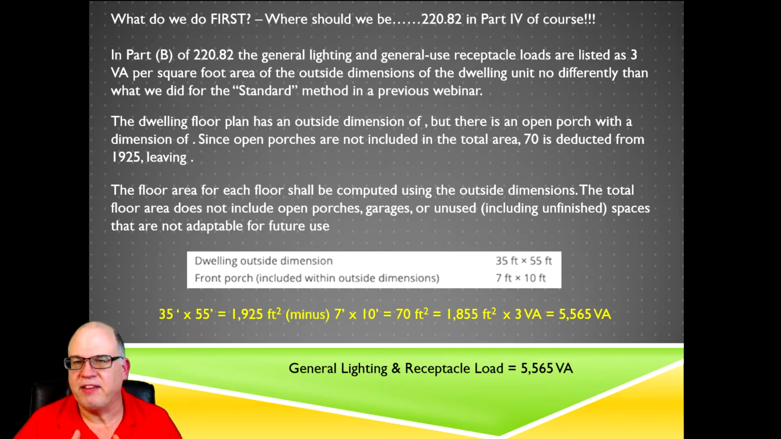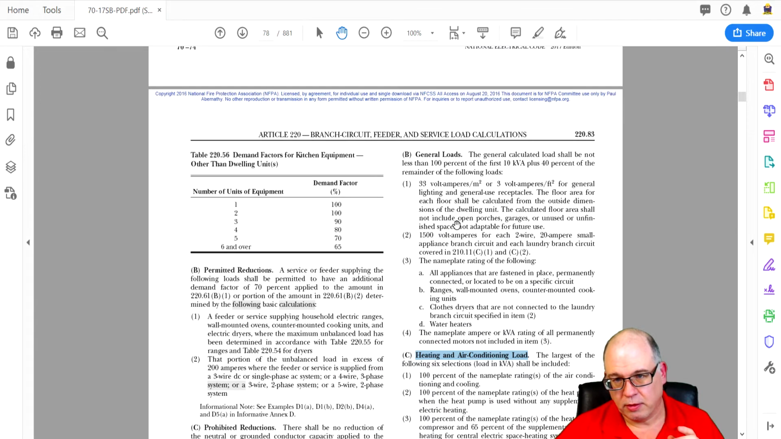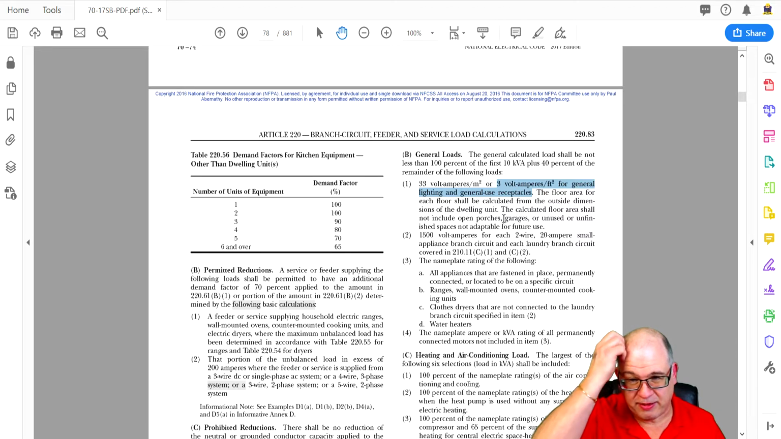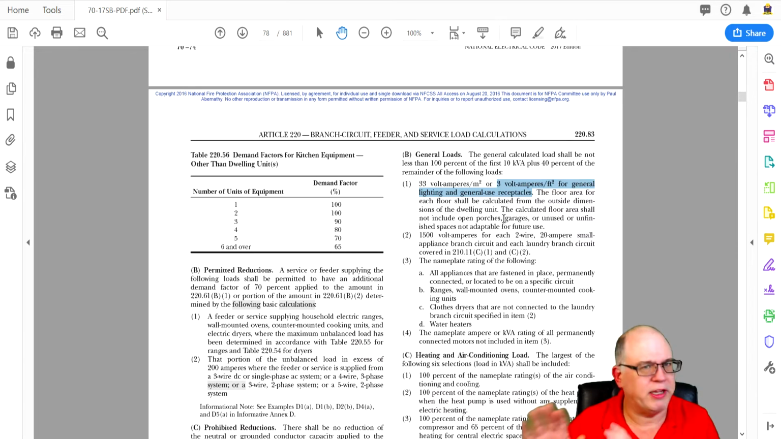Because in the optional method, it tells us right up front what it is. And I'm going to let you see that. It says right here, 3 VA for general lighting and general use receptacles. Remember back in the standard method, it talks about general lighting, and it didn't say anything about general use receptacles unless you saw the little asterisk. And once you saw the asterisk, you went to the bottom, 220.14, and it said, go over to 220.14. The general use receptacles, well, the values of those already get encompassed in that 3 VA per square foot. A lot of people confuse that with 180 VA per strap. That's for commercial applications. Has nothing to do with dwelling units. Don't get lost in that.